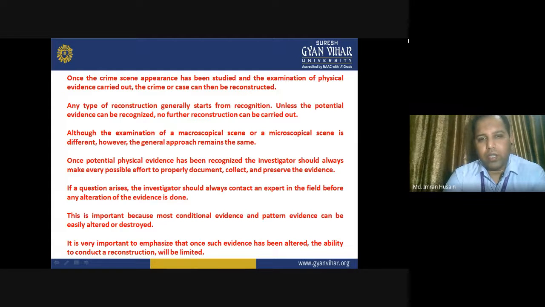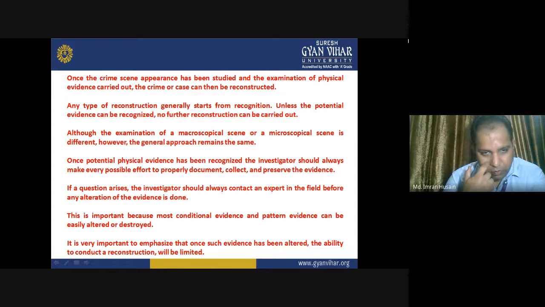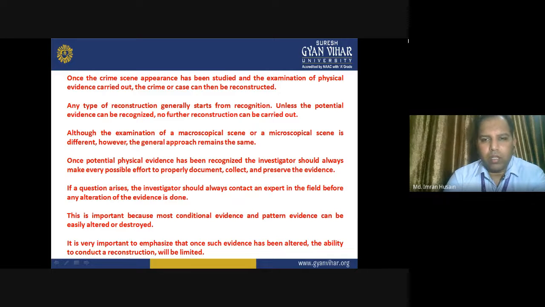Once potential physical evidence has been recognized, the investigator should always make every possible effort to properly document, collect, and preserve the physical evidence. If a question arises, the investigator should always contact an expert in the field before any alteration of evidence is done. So every time you see anything that is out of the ordinary, you must call an expert because he can very easily determine what things are included in it and how one can deal with those things. Sometimes things can really be dangerous. Sometimes things might be difficult because if you touch them, you might contaminate them.